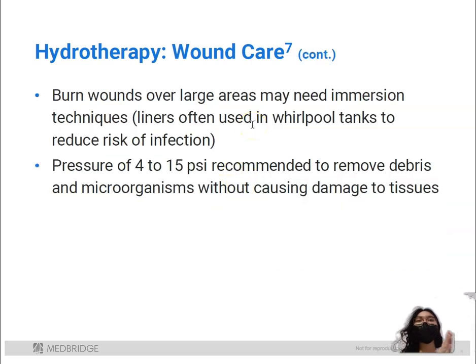Burn wounds over large areas may need immersion techniques. So, yan nga yung nabanggit natin kanina. And a pressure of 4 to 15 psi is recommended to remove debris and microorganisms without causing damage to tissues. Okay. Alright? Again.